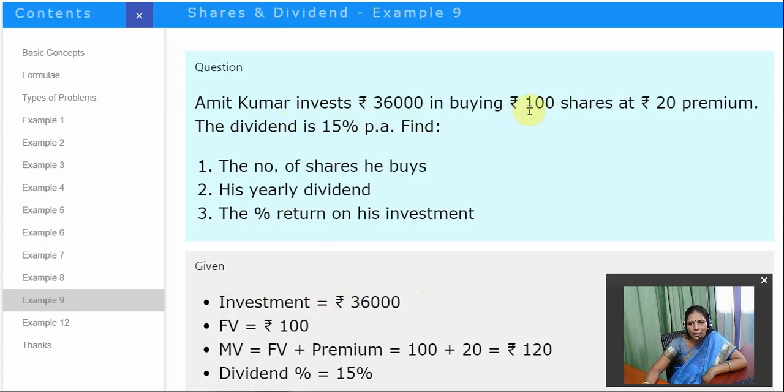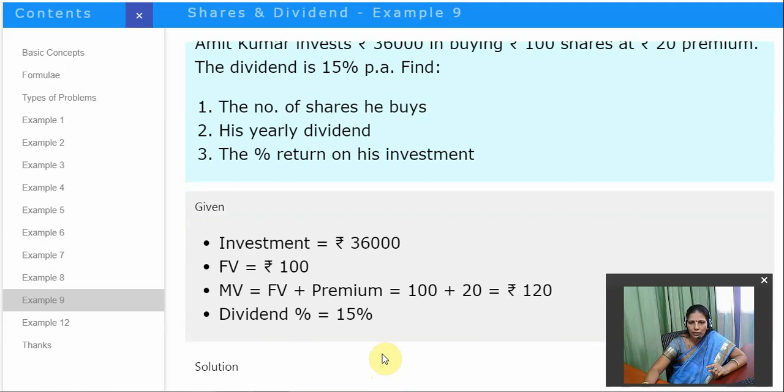Buying 100 rupees, that is face value. 20 rupees premium. So what will be the market value? It is given here as rupees. So 100 plus 20, that is 120. So the market value per share is 120 rupees. Dividend percentage 15%. And you need to find out the number of shares, yearly dividend, return percentage. The first subdivision is number of shares, right?